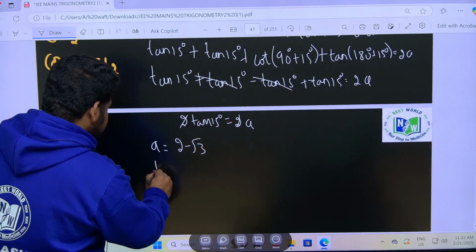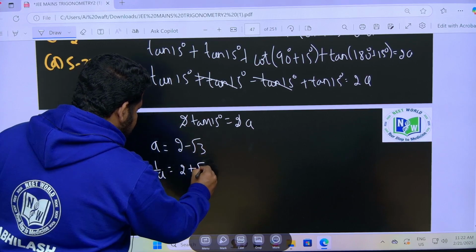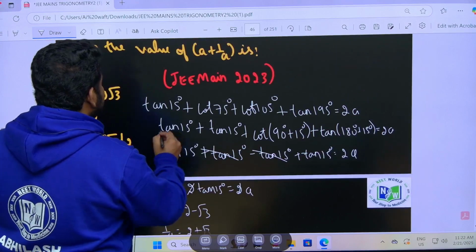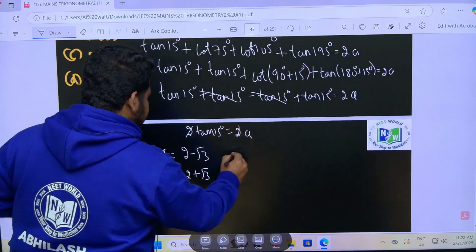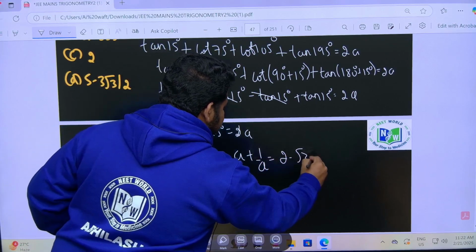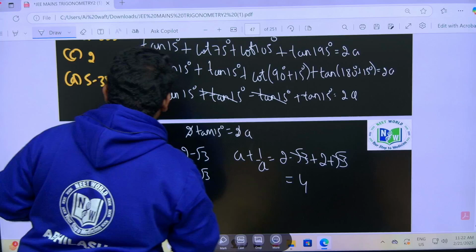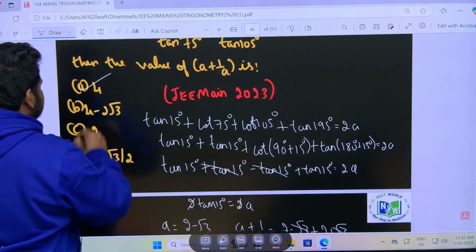The 1 by a is its conjugate. If you take it, what will it be? It will be 2 plus root 3. So what are they asking? They are asking the value of a plus 1 by a. A plus 1 by a is nothing but 2 minus root 3 plus 2 plus root 3. The root 3 terms cancel. You will get the answer as 4. The answer to this question is option A, 4.